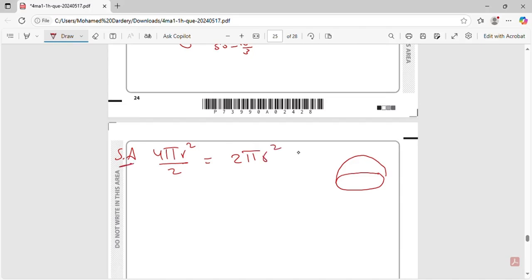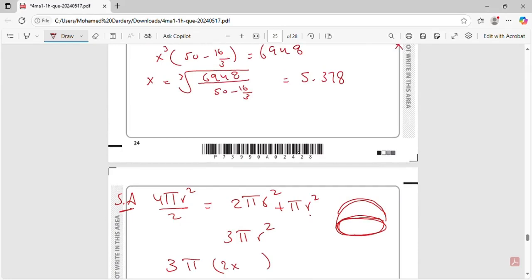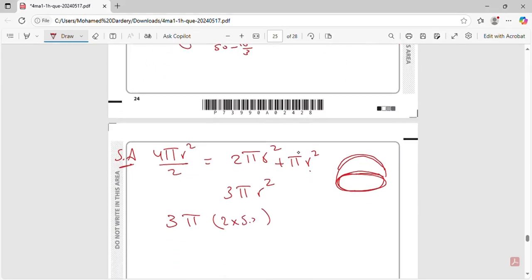And the surface area means all the part outside and the circle of the base, so plus the circle of the base, which is pi r squared. So in the same way, it will be 3 pi r squared. So in this situation, it will be 3 pi r squared, so 3 pi, and the r we know, which is equal to, multiply the value of x, which is 5.367, 5.378, all of course to the power of 2. The final value after I figure it out will be 1090.